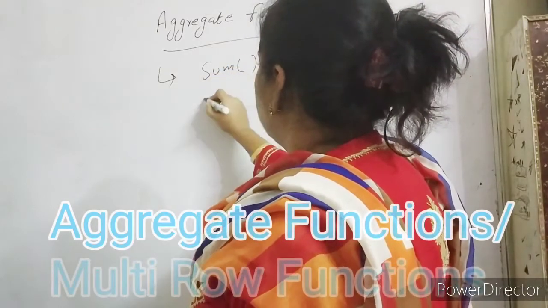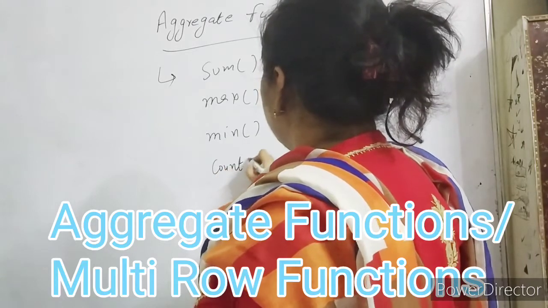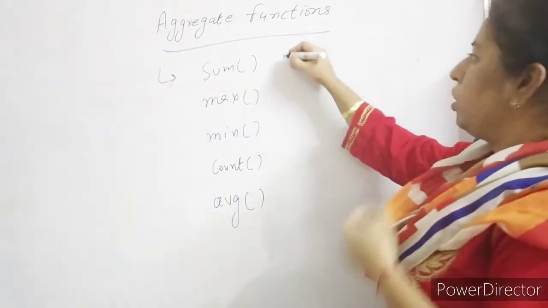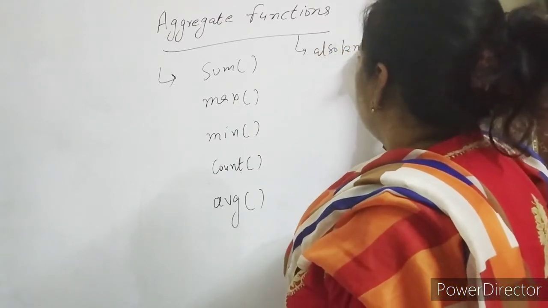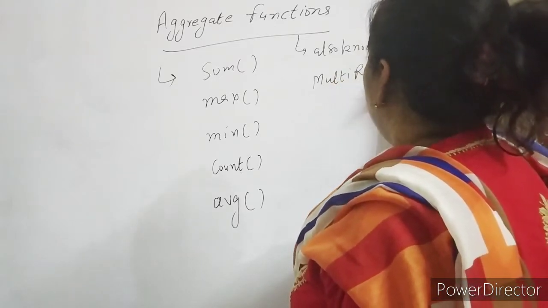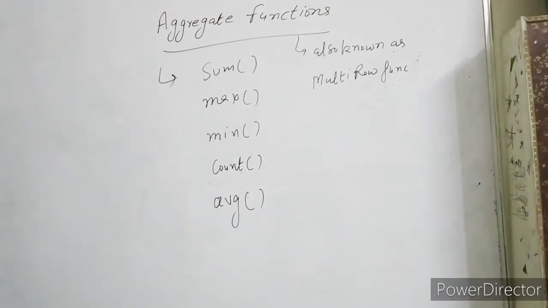Sum, max, min, count and AVG. AVG for average. These functions are also known as aggregate functions, also known as multi-row functions. Why are these functions called multi-row? Because these functions work on multiple rows at a time and return a consolidated, aggregated answer.